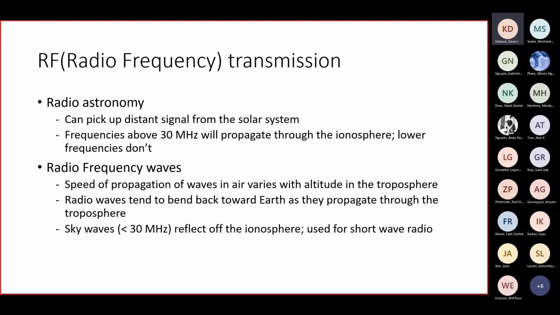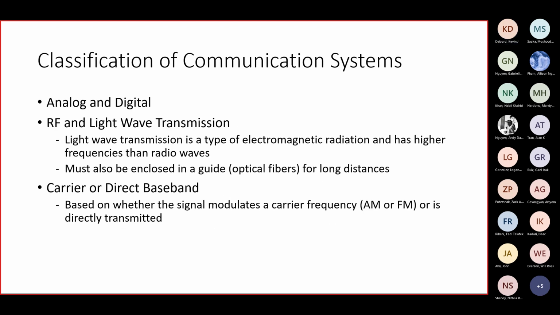Don't get confused. So there's radio astronomy, and frequencies above 30 megahertz will propagate through the ionosphere. I don't know what that means. Lower frequencies will not. And then there's RF waves, and the speed of propagation of waves in the air will vary with altitude in the troposphere. And they'll bend back towards Earth. I'm sure that's a keyword she wants you all to know. Sky waves are going to be less than 30 megahertz. They will reflect off the ionosphere, and it's used for short wave radio. Just try to keep those keywords in mind because they will probably pop back up.